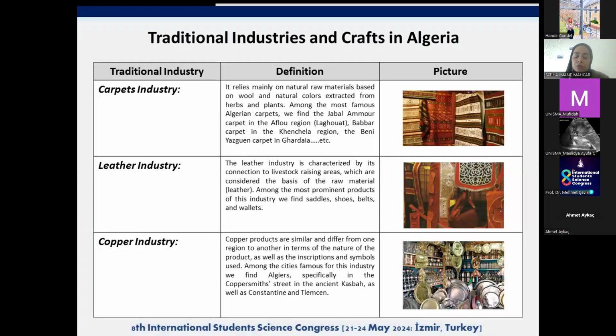For the types of traditional industries and crafts in Algeria, we have first the carpet industry. It relies mainly on natural raw materials based on wool and natural colors extracted from herbs and plants. Second, we have the leather industry. The leather industry is characterized by its connection to livestock-raising areas, which are considered the basis of the raw material, which is leather. The copper industry: copper products are similar and differ from one region to another in terms of the nature of the product.